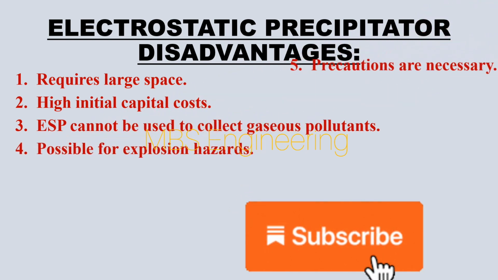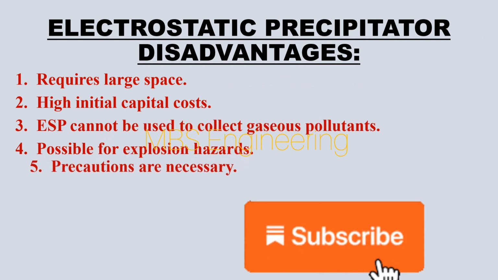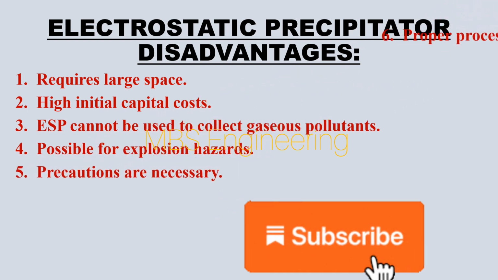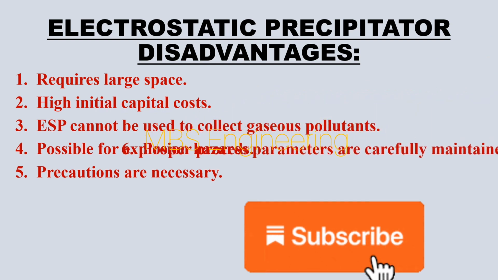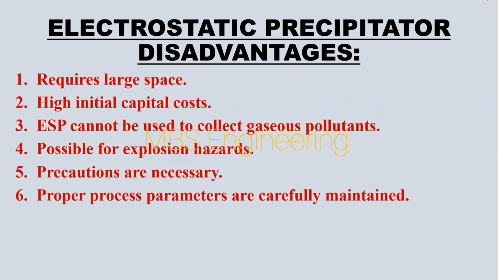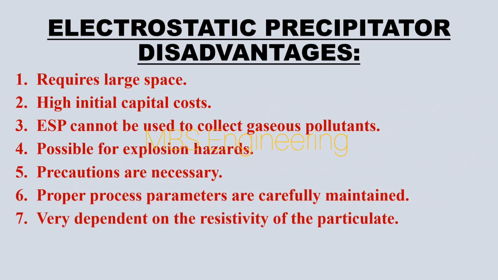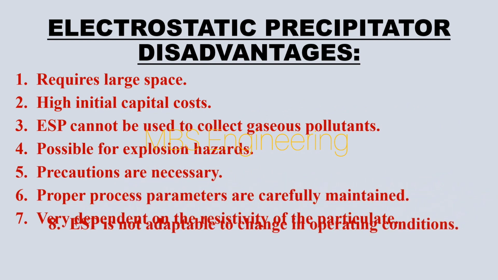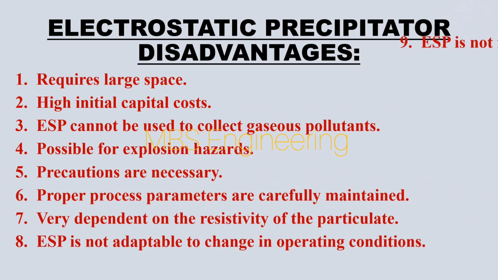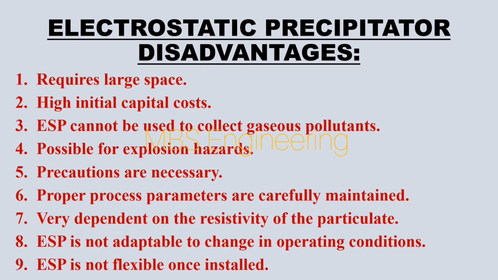Next, point number 4. Possible explosion hazards. Next, point number 5. Precautions are necessary. Next, point number 6. Proper process parameters must be carefully maintained. Next, point number 7. Very dependent on the resistivity of the particulate. Next, point number 8. ESP is not adaptable to changes in operating conditions. Next, point number 9. ESP is not flexible once installed.